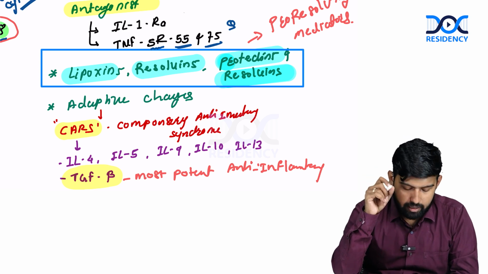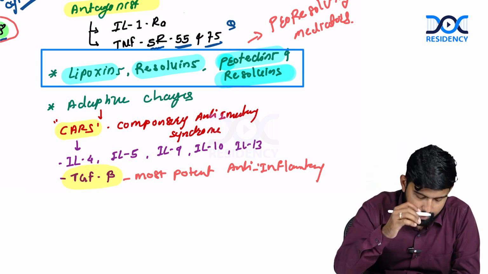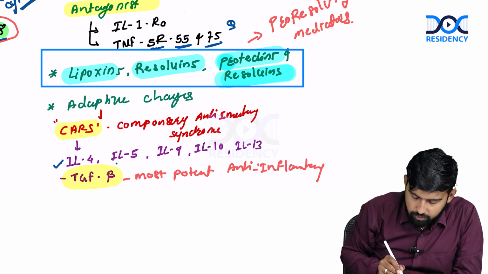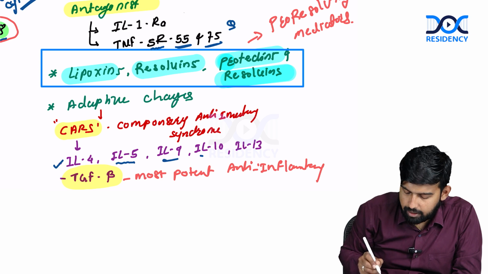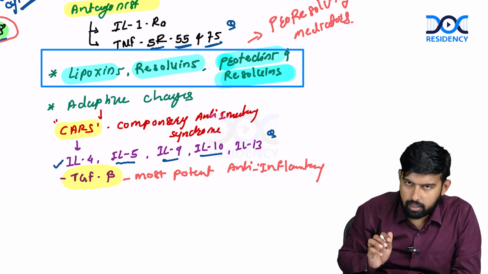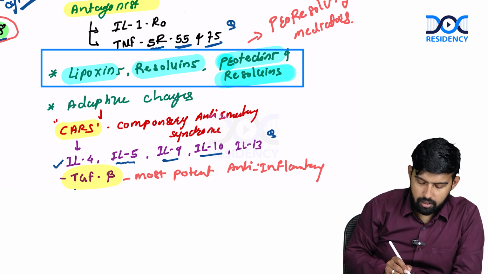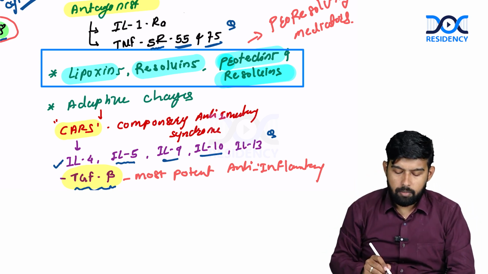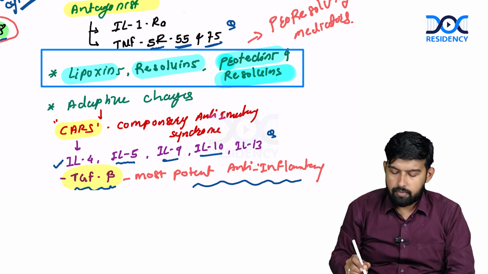of the pro-inflammatory cytokines. So the CARS is mediated by interleukin 4, interleukin 5, 9, interleukin 10 and interleukin 13, as well as TGF beta. The TGF beta is the most potent anti-inflammatory cytokine.